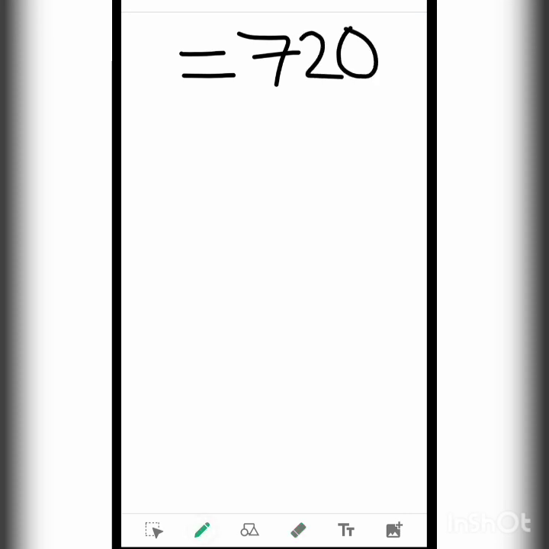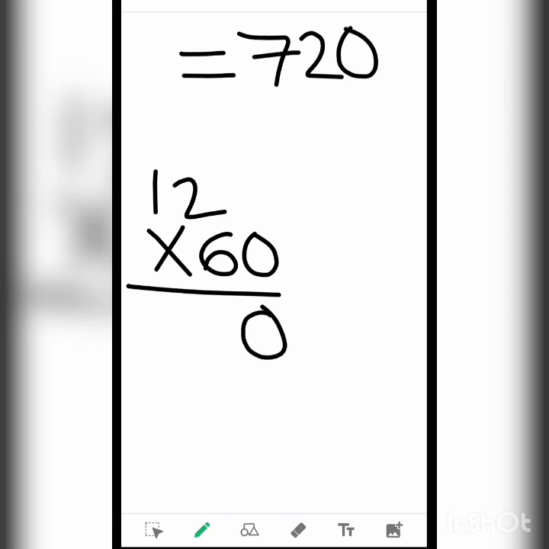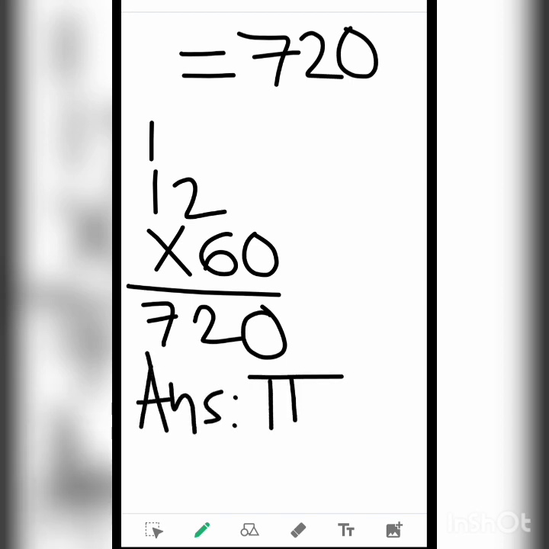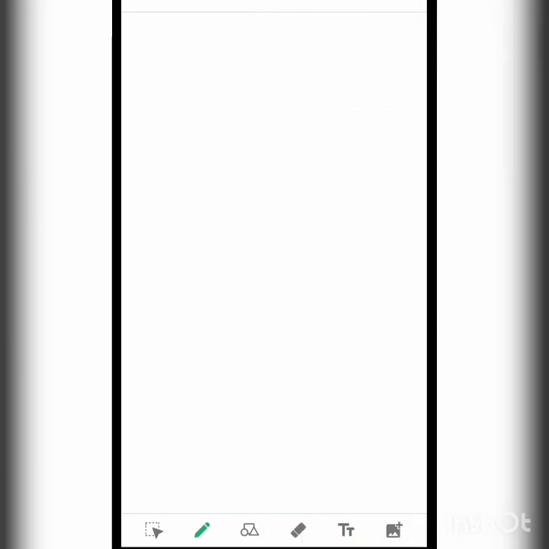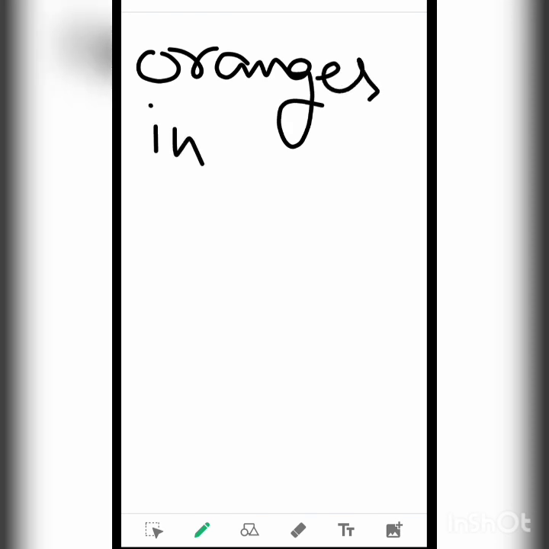Let us do the calculation over here. Suppose here we have 12 and we are multiplying it by 60. You can very easily put the 0 over here, multiply the rest of the two numbers 12 and 6 and get 72. So we get that there are 720 oranges in 12 such boxes. We'll write our answer as: there are 720 oranges in 12 such boxes.